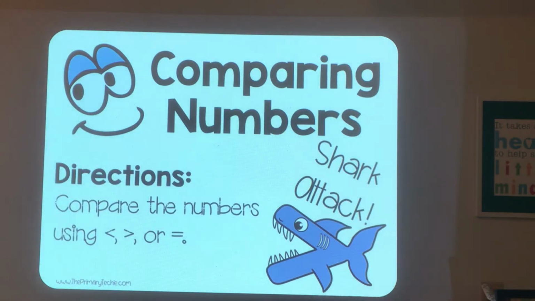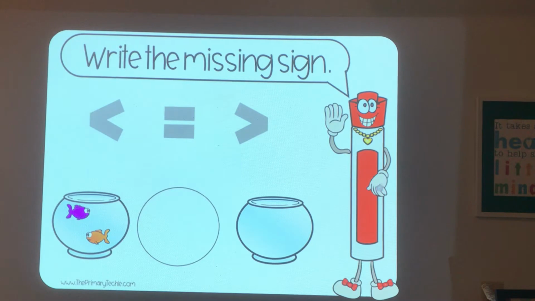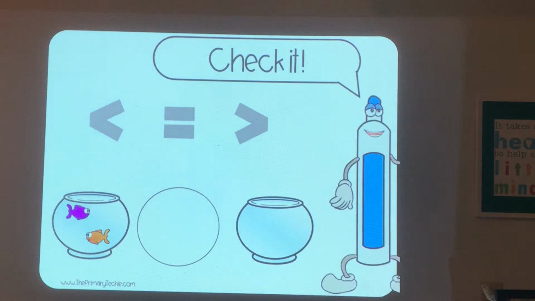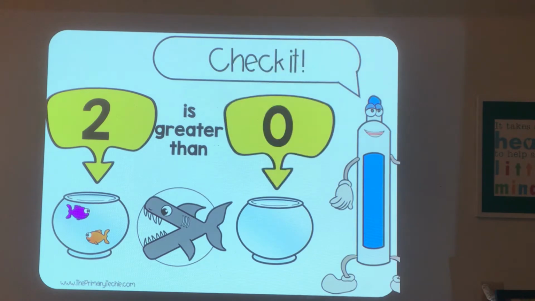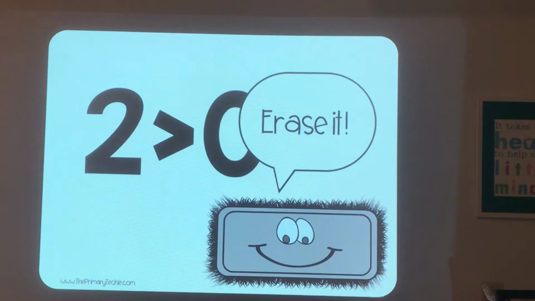Using less than. Great. Okay, how many fish are in the first fish bowl? 2. So write down a 2. How many fish are in the second fish bowl? 0. So 2 is something to 0. Put the sign in the middle that you need. 2 is greater than 0. Did you write 2 is greater than 0?